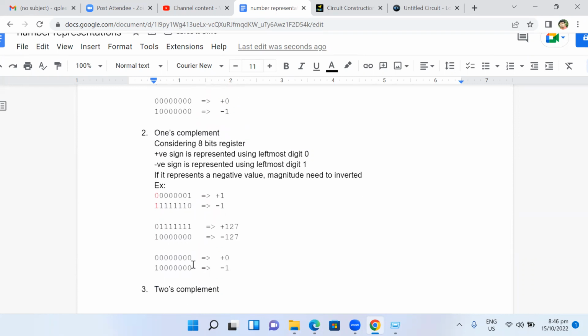Then plus 0 is this, and minus 0 is this. Plus 0 is this, then minus 0 is this. So this is minus 0, right? It's my mistake. This is how the representation happens.